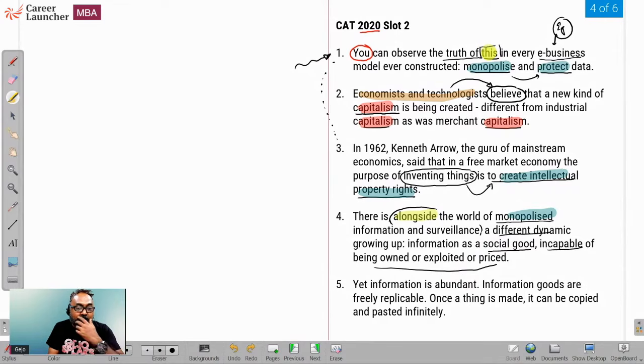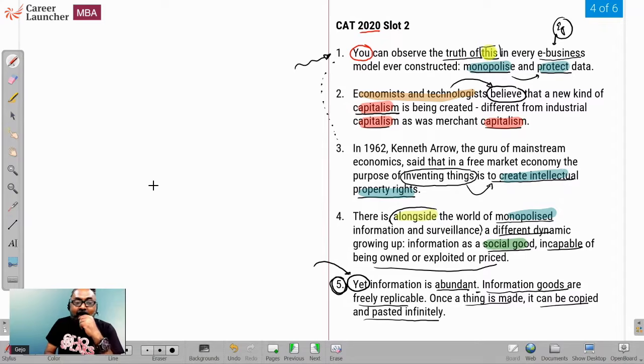Okay, let me pick another color. Social good, incapable of getting owned. Yet that is a movement. Information is abundant. This one has three sentences. Information goods are freely replicable. Once a thing is made, it can be copied and pasted infinitely. Yet it is a transition that information is abundant.